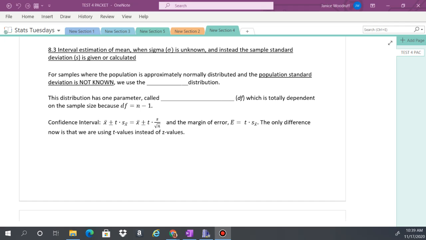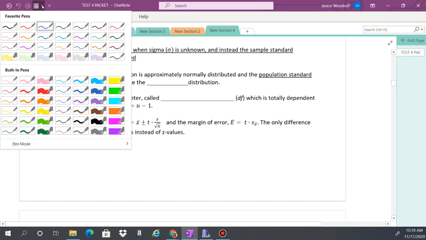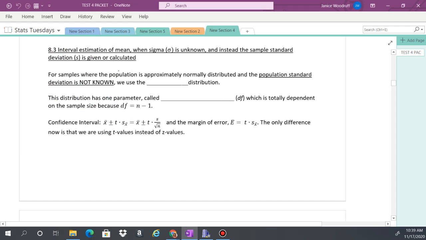So we're going to start 8.3. This is our estimation of mean when sigma is unknown. So this is when we do not know the population standard deviation. Okay, so that is your difference. And we're going to make a chart to go over the differences between the two.